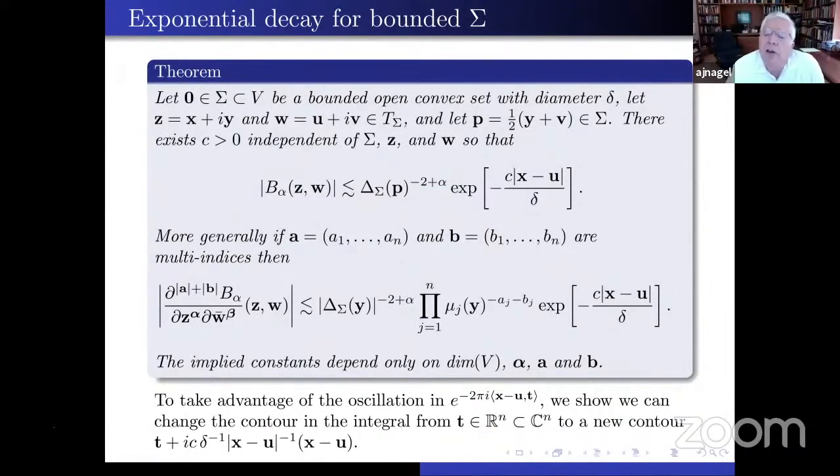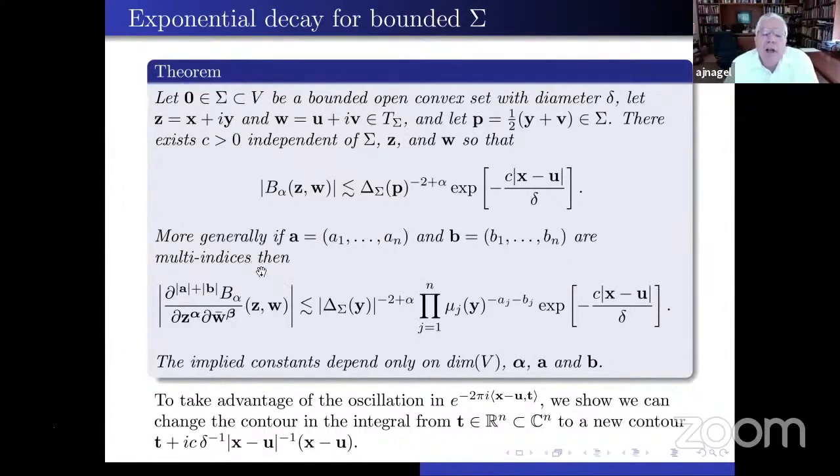Notice, of course, that as the diameter gets larger and larger, this exponential factor gets smaller and smaller. So if I think of what happens as this strip gets larger and larger in width and becomes the upper half space, the exponential decay disappears.